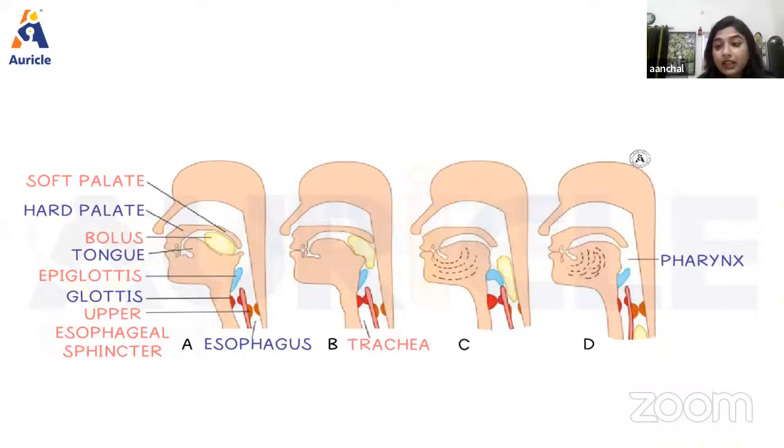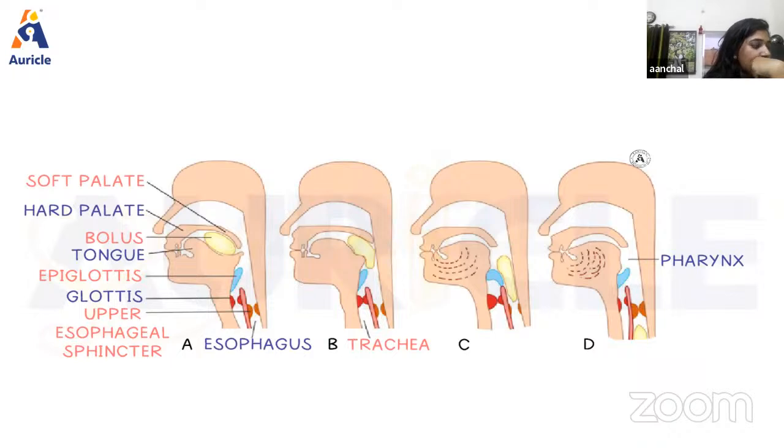So basically, oral stage is the stage in which the food moves from mouth to pharynx, the pharyngeal stage is the stage in which the food moves from pharynx to esophagus, and the esophageal stage is the stage in which the food moves from esophagus to stomach. Now talking about the very important first stage, that is known as oral stage. The oral stage of deglutition is a voluntary stage.